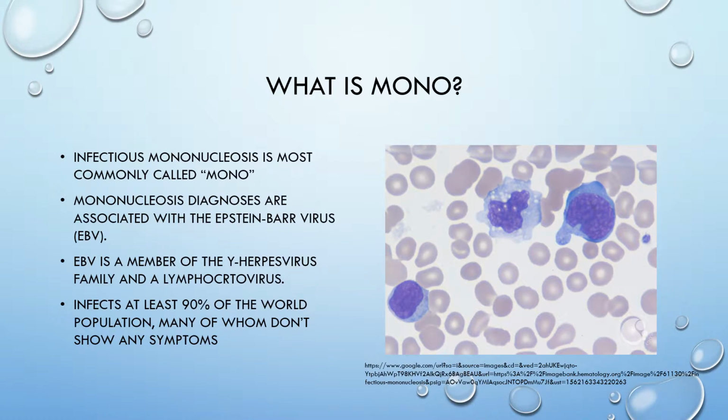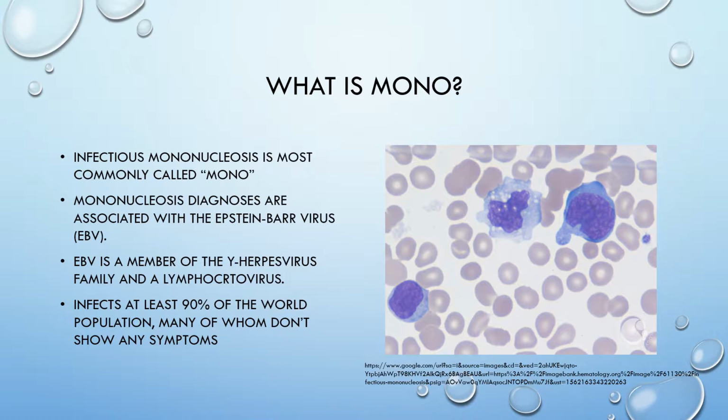So, what exactly is mono? Infectious mononucleosis is most commonly called mono and/or the kissing disease. Diagnosis of mono is most associated with the Epstein-Barr virus, also called EBV. But HIV, hepatitis, anything like that can actually contribute to mono. Now, let's talk more about EBV since it is the most common.